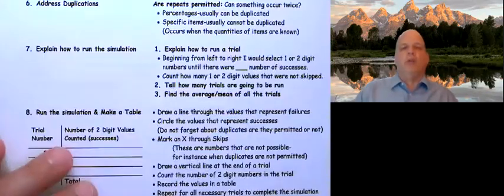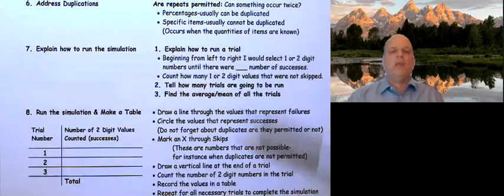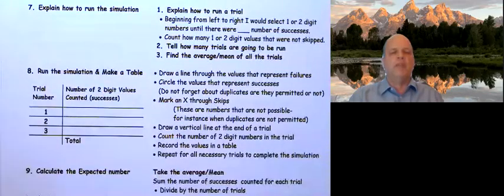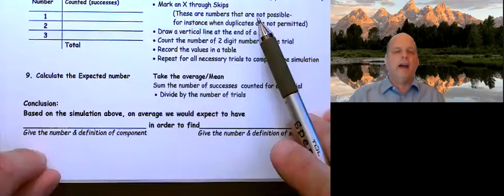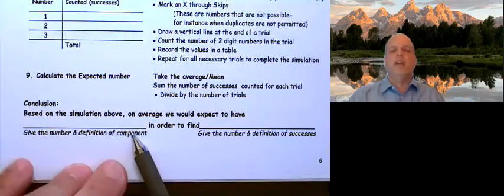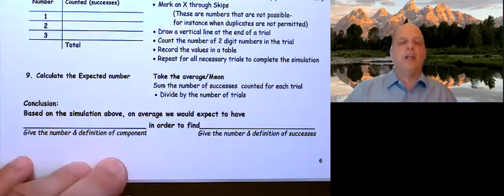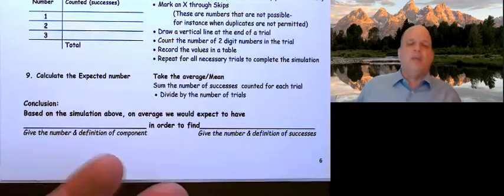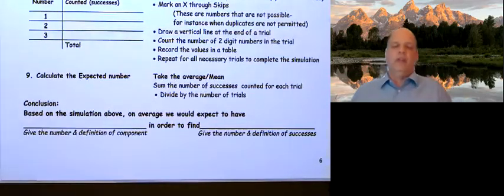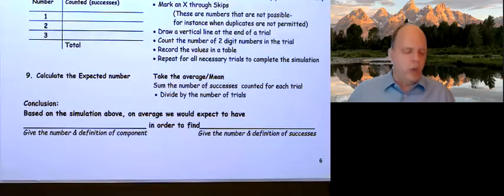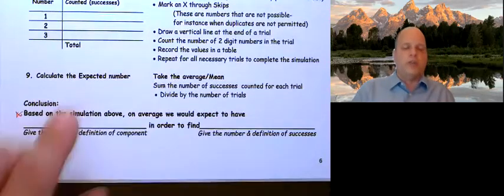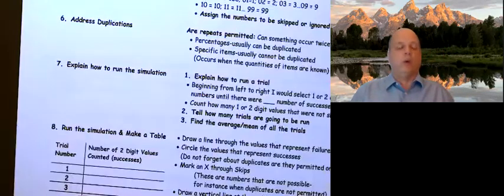Then we're going to explain how to run the simulation, and then we'll take how many trials. Then ultimately, we're going to count up and make a table of the number of successes, and we'll take an average. All right. And then finally, we're going to state our conclusion. Based on our simulation, on average, you would expect to have to flip the coin 10 times in order to get 4 heads, or whatever it is that we're doing. And you need to follow these sentence stems really closely, because they're very well tested and work quite well.